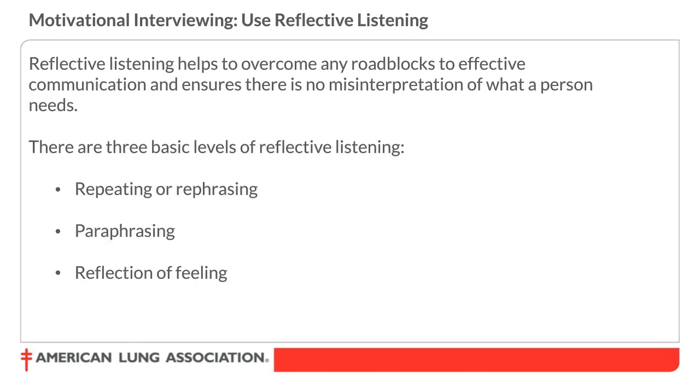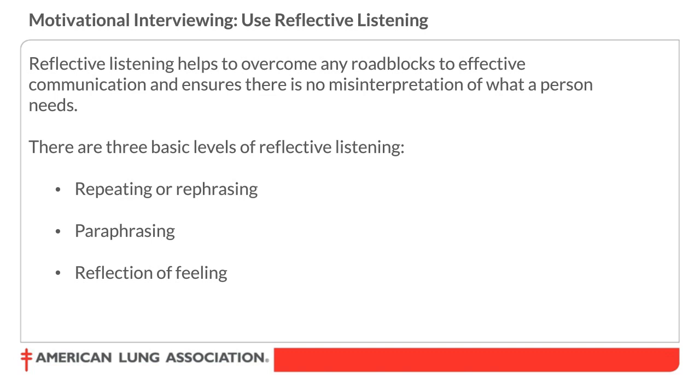In addition to providing positive affirmations, you also want to utilize reflective listening. Reflective listening is a way for engaging others in relationships that build trust and foster motivation to change. Reflective listening helps to overcome any roadblocks to effective communication and ensures that there is no misinterpretation of what a person needs. There are 3 basic levels of reflective listening: repeating or rephrasing, paraphrasing, and reflection of feelings.